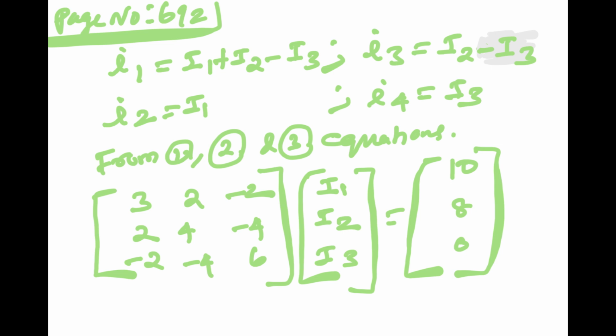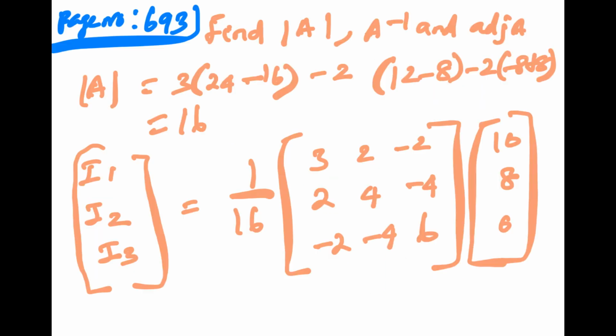Next, the branch current formulas obtained from the loop circuit. Small I1 depends on I1 plus I2 minus I3, with I3 in the opposite direction so it gets a minus sign. Small I2 is capital I1. Small I3 depends on the current I2 minus I3. Small I4 depends on I3.